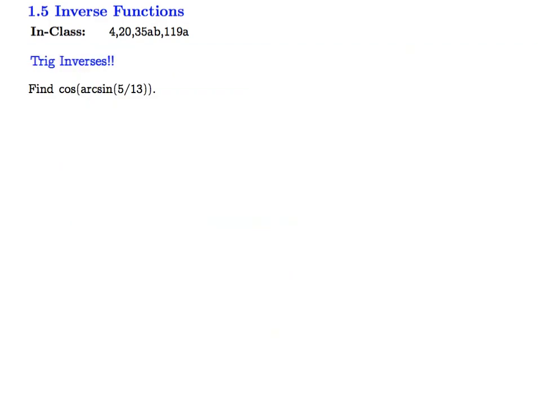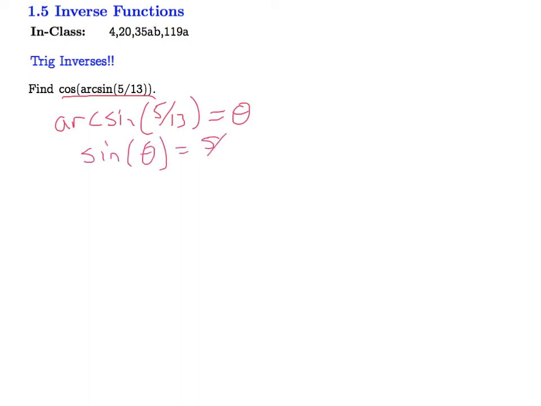Our last example here is going to be how to unpack this difficult looking expression, cosine of arcsine of 5/13. The first thing we want to remember when we look at this problem is that arcsine and all inverse trig functions are really just angles in disguise. So what this is telling us is that sine of some angle is going to be equal to 5/13. And hopefully you remember back in trig that sine of an angle is the ratio of the opposite side of a right triangle to the hypotenuse.